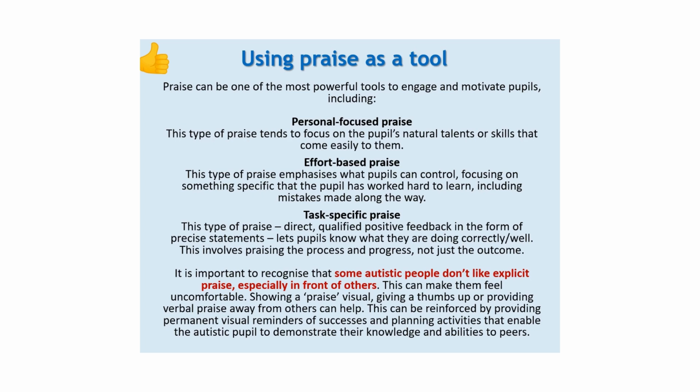It is important to recognize that some autistic people don't like explicit praise, especially in front of others. This can make them feel uncomfortable. Showing a praise visual, giving a thumbs up, or providing verbal praise away from others can help. This can be reinforced by providing permanent visual reminders of successes and planning activities that enable the autistic pupil to demonstrate their knowledge and abilities to peers.